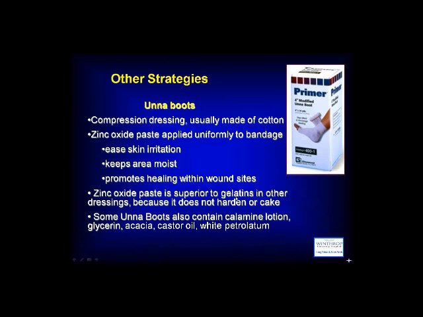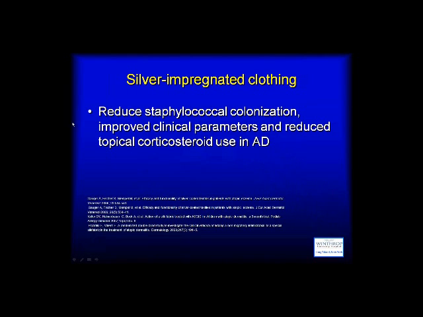Other strategies. Unna boot is a little expensive, but definitely helps. It's a compression dressing, usually made of cotton, and there's a zinc oxide paste that is incorporated in the bandage already. So it eases skin irritation, keeps the area moist, and promotes healing within the wound site. So Unna boots can be used. The thing is, it's a one-time use, and it could be expensive for the patient. Silver impregnated clothing is interesting because silver reduces staph colonization and improves clinical parameters and reduces topical corticosteroids use in atopic dermatitis. I Googled it, and it's not really that expensive, and probably shows some good results in children.